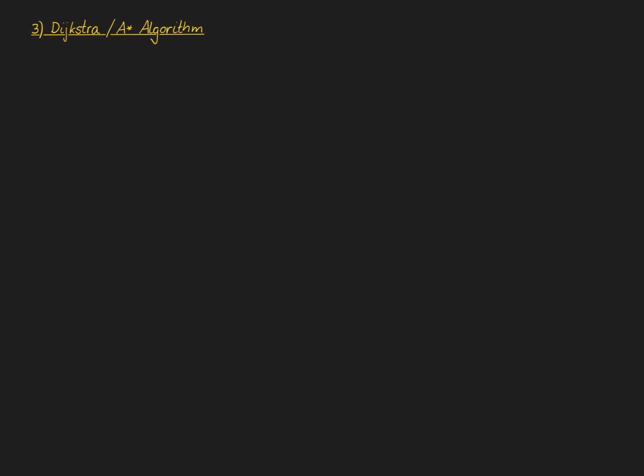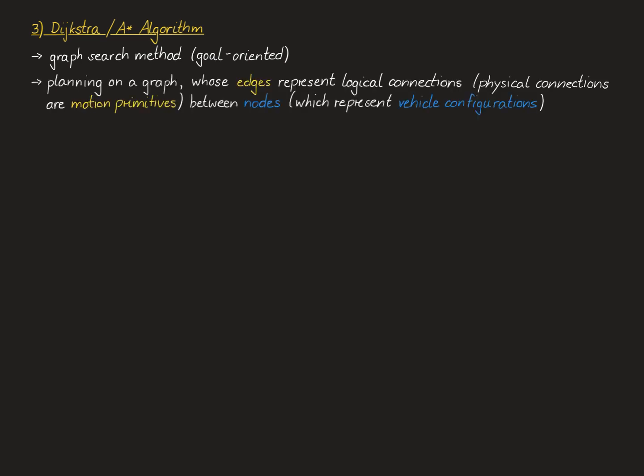Unsurprisingly, they belong to the third category of motion planning algorithms, namely graph search methods, and here we're using them for goal-oriented motion planning. More specifically, the algorithms are used to find the shortest path in a classical graph between a starting node and a goal node.